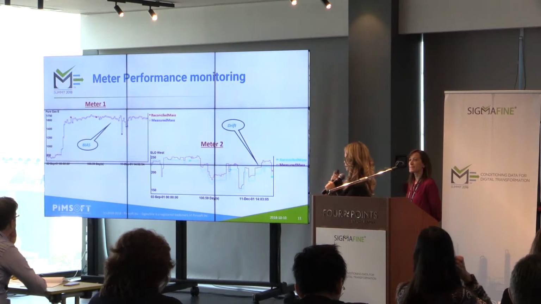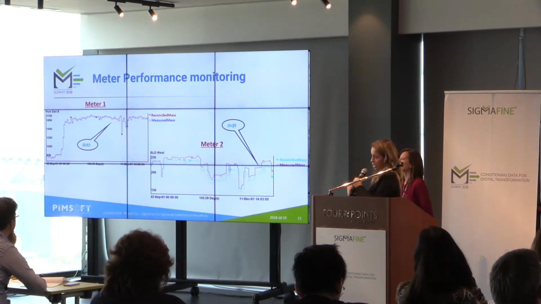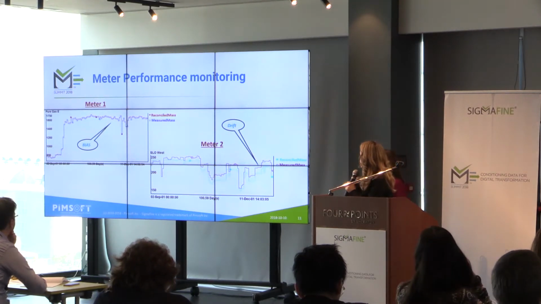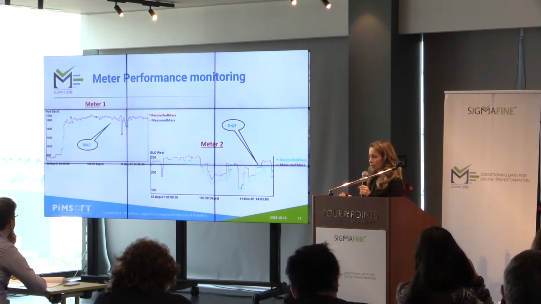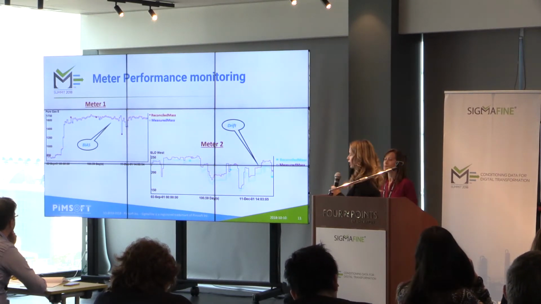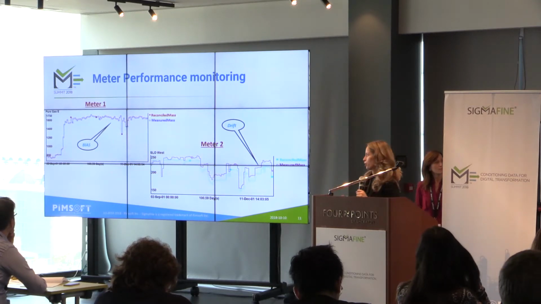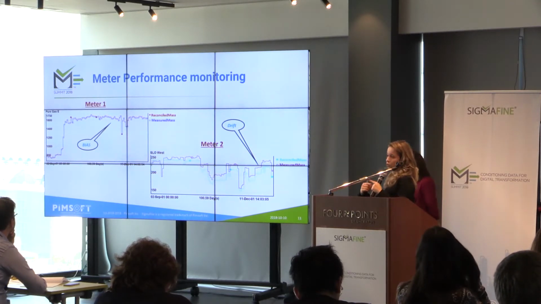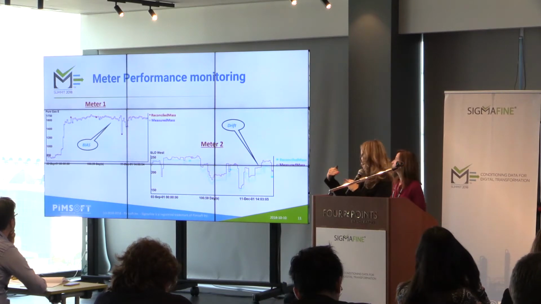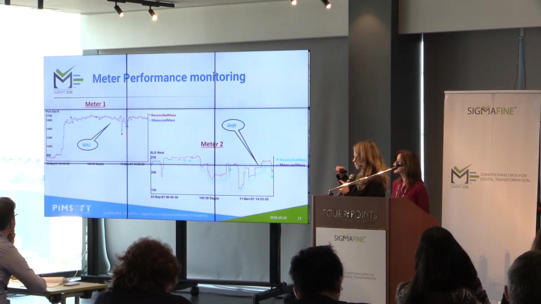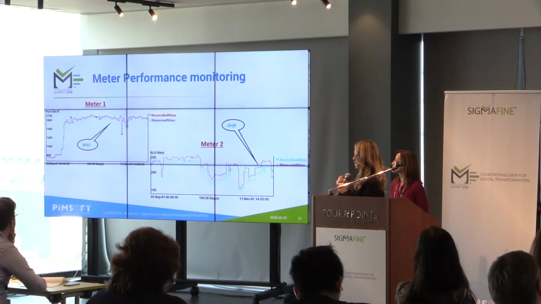So comparing both reconciled mass and measured mass, we can also find possible problems. For example, for the first meter, we have a bias error. That means that the correction, or the difference between reconciled mass and measured mass, is always almost the same. It's a systematic error.